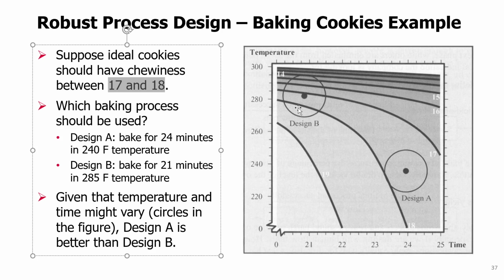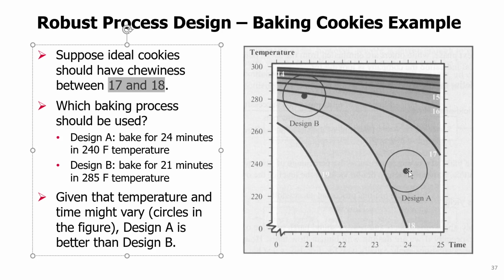If these are the lines. So here, the chewiness that you can achieve with this process, especially when the temperature is varying, is much broader, and therefore you might have poor quality cookies. If the temperature is only a little bit higher, you might go outside of this ideal range, 17, 18. Whereas with design A, you will see, even with this variability, you're still within the range 17, 18. You're actually at the borderline here of 18. But that's an extreme variation in this circle, but the circle practically fits within the range 17 to 18.